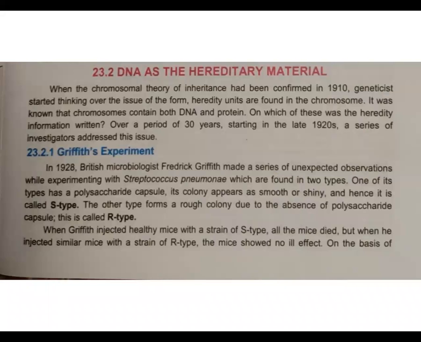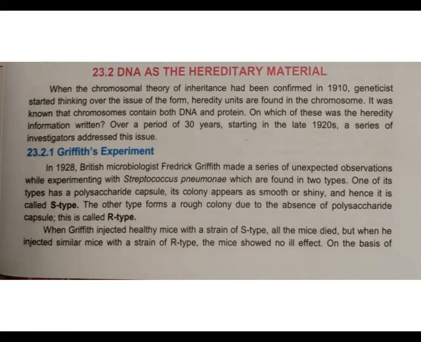When the chromosomal theory of inheritance was put forward in 1910 and confirmed, the geneticists started thinking over the issue of the form of hereditary units found in chromosomes. Now we do know that chromosomes are composed of both DNA and protein. On which of these was the hereditary information written? As you know, the proteins associated with the chromosomes are histones, and we have DNA as well.